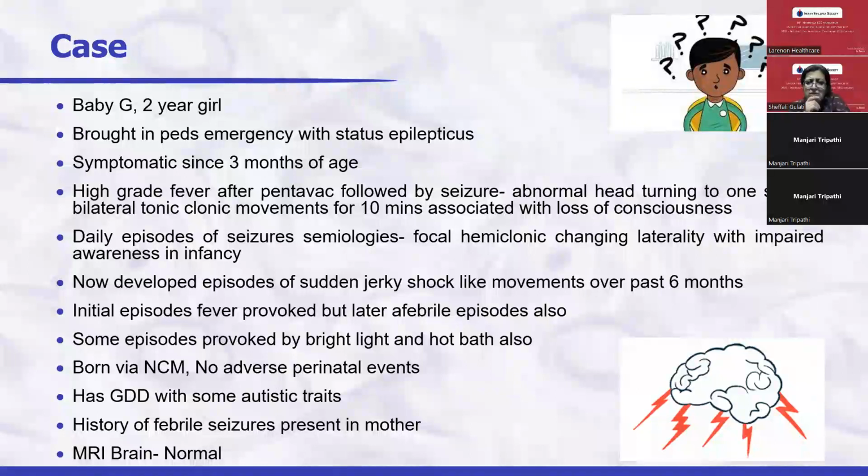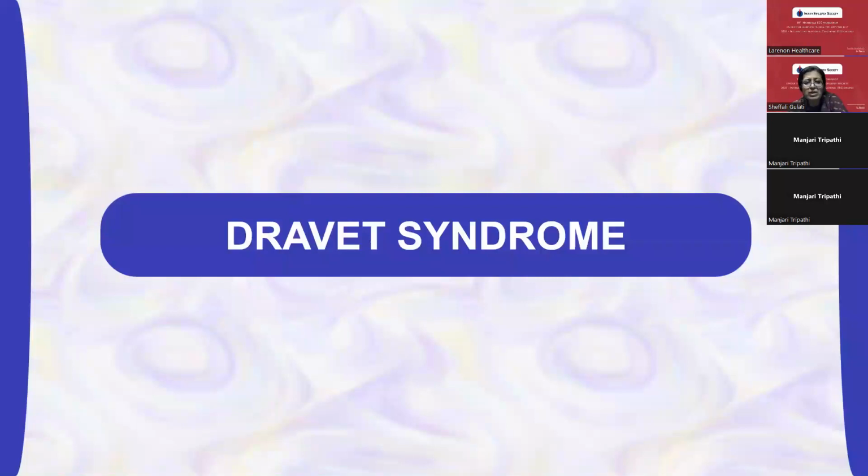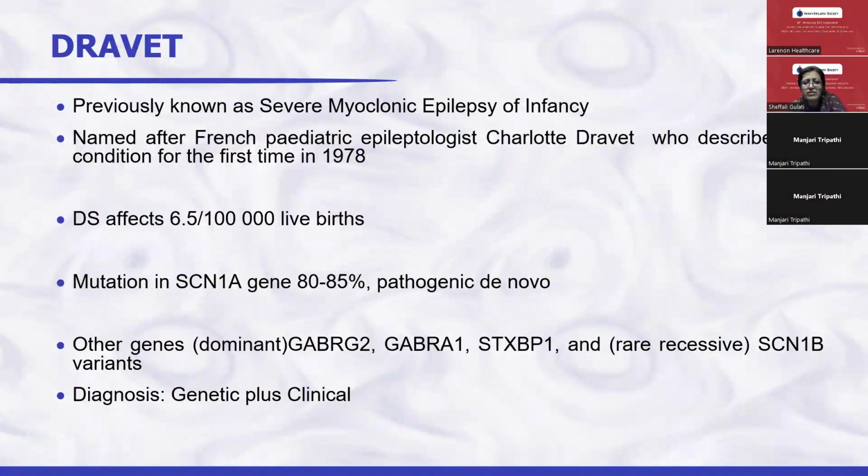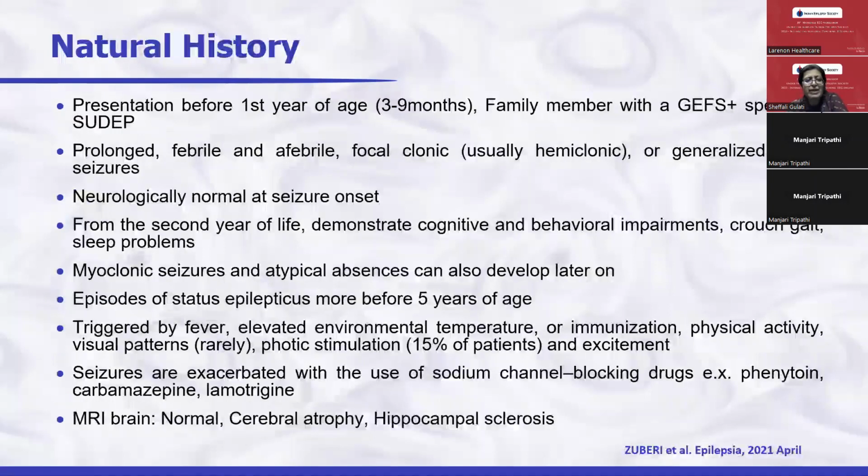Now we go beyond. This is a 2-year-old girl brought to pediatric emergency with status epilepticus, symptomatic since 3 months of age, who had high-grade fever after the Pentavac vaccine, followed by seizures with abnormal head turning to one side, followed by bilateral tonic-clonic movements for 10 minutes or so. There were daily episodes of seizures with focal hemiclonic, changing laterality with impaired awareness. Born of a non-consanguineous marriage, she had no adverse perinatal events, and had global developmental delay with some autistic traits, and MRI was normal. This child actually had Dravet syndrome, which is severe myoclonic epilepsy of infancy, and mutation in the SCN1A is seen in 80 to 85%. Other genes have also been implicated in these situations.